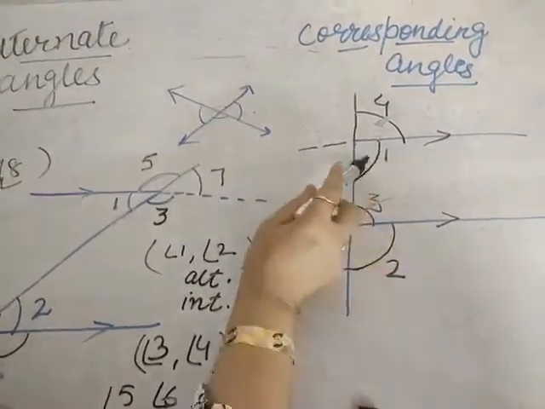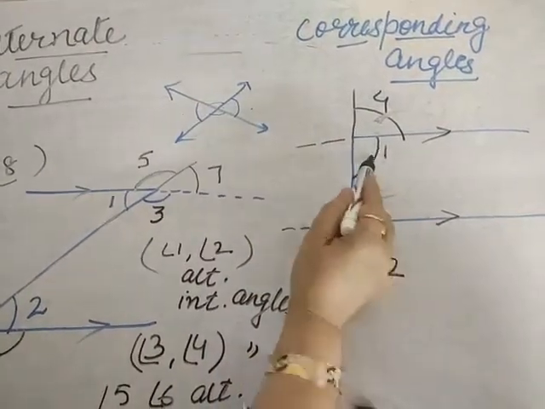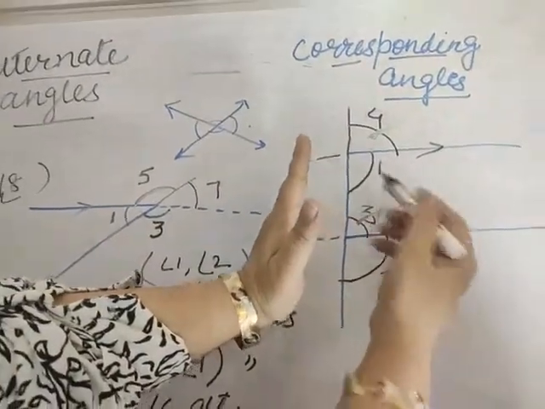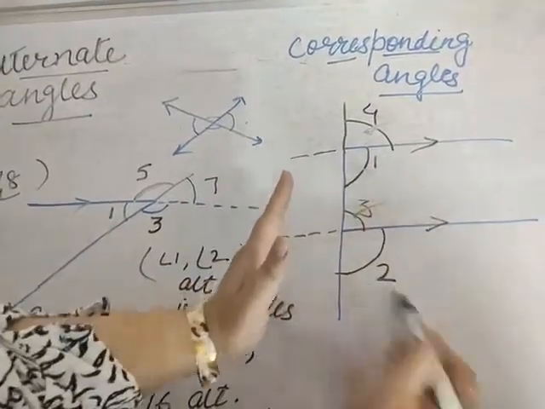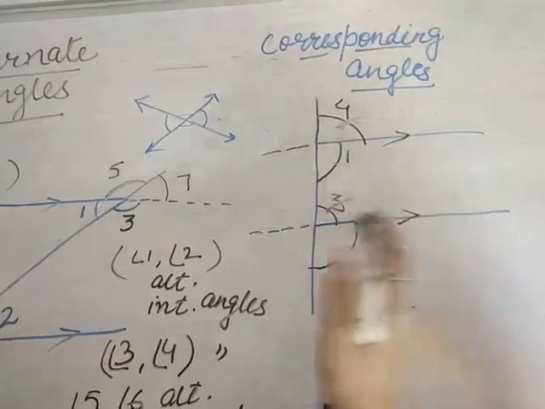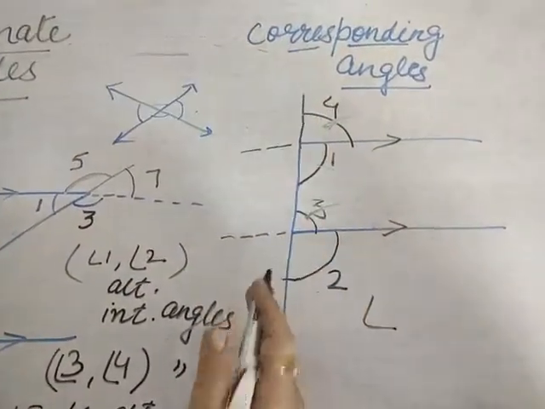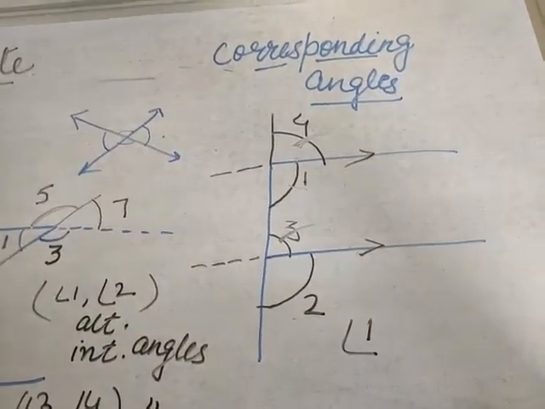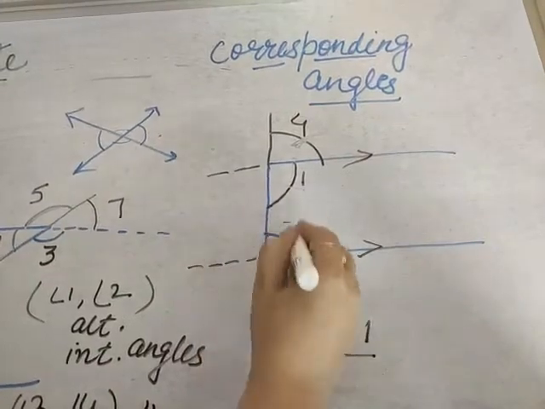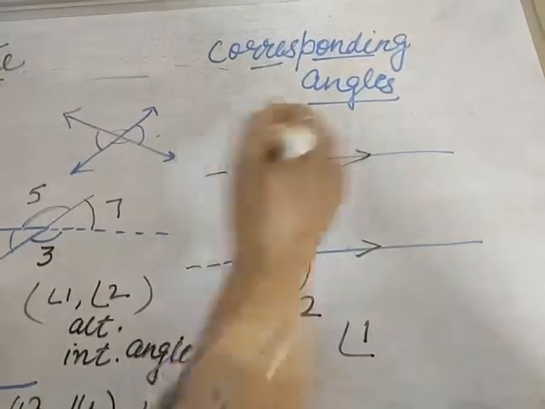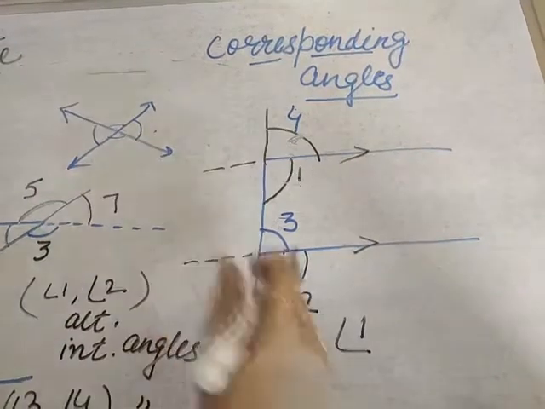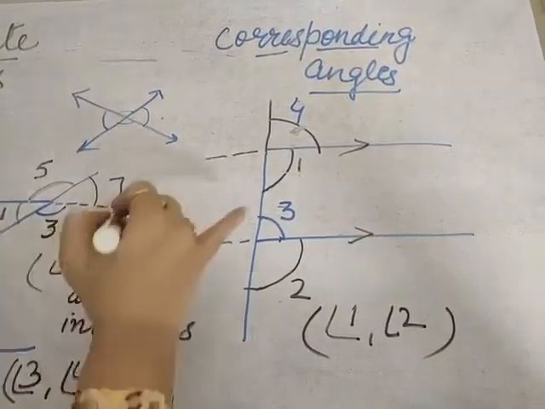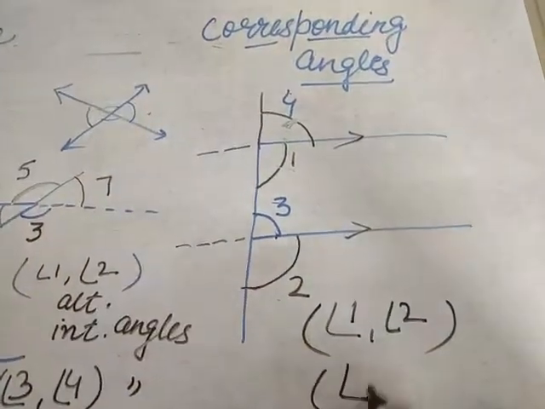Similarly, 1 and 2. Again I am taking the same side of the transversal and the down side of the parallel line. So on the left side of this transversal line, I have two pairs of corresponding angles. Angle 1 and angle 2 are one pair of corresponding angles, and another one is 3 and 4.